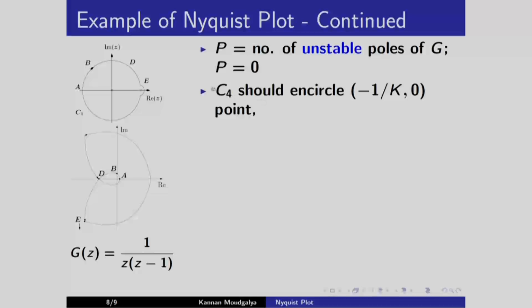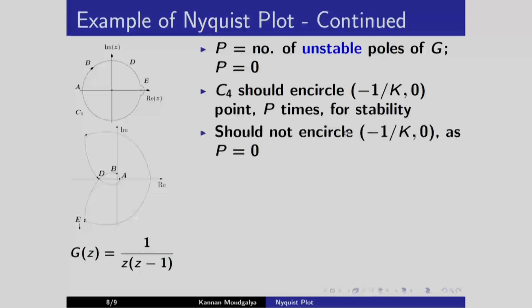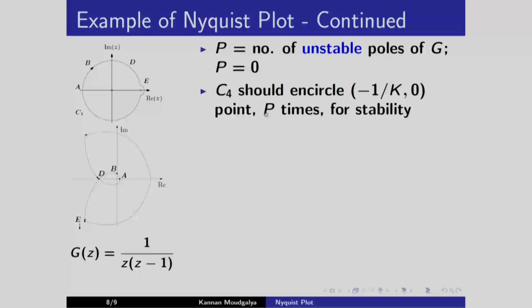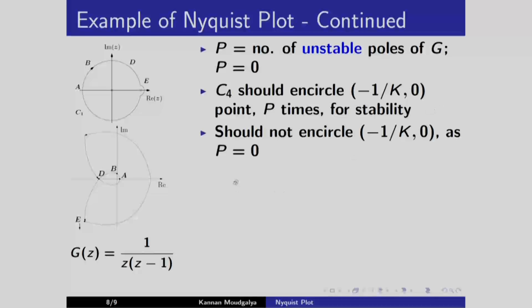Recall the Nyquist condition. C4, this is the C4 curve, should encircle the minus 1 by k comma 0 point how many times? Capital P times. That is, for stability it should not encircle, because P is equal to 0. Because P is equal to 0, C4 should not encircle the minus 1 by k comma 0 point.